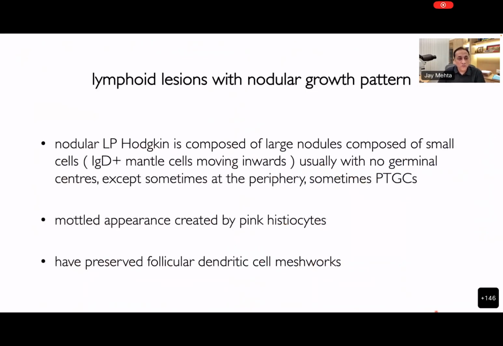The nodular lymphocyte predominant Hodgkin lymphoma is composed of large nodules composed of small cells. So it's a large nodule but composed of small cells, and these are basically the IgD positive mantle cells which move inwards, usually with no germinal centers. Only very rarely do you get germinal centers at the periphery in nodular lymphocyte predominant Hodgkin lymphoma. Sometimes you also get progressively transformed germinal centers. Now, this is one of the other lymphomas, along with mantle cell lymphoma, where you get lots of pink histiocytes, and a mottled appearance is created by these pink histiocytes. And the nodules, by definition, have preserved FDC meshworks.